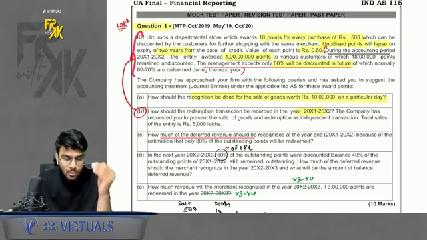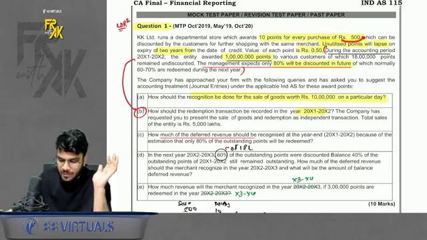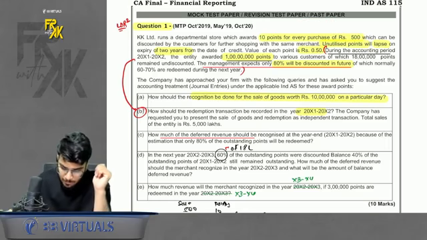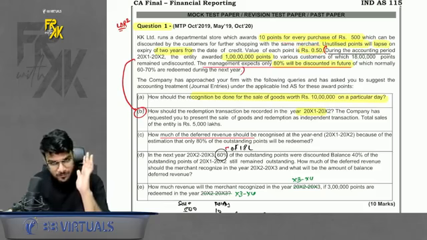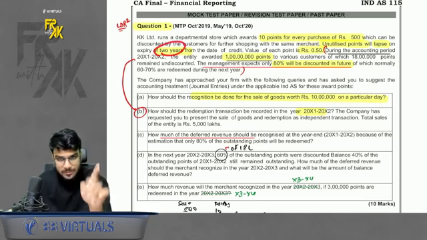Still I will just go through them so that you have an idea of what is happening in the question. So the first question is related to loyalty points. It says whenever a customer makes a purchase of 500 rupees, they are granted 10 points. The value of 1 point is 0.5. Okay, chalo. And the points are valid for 2 years.